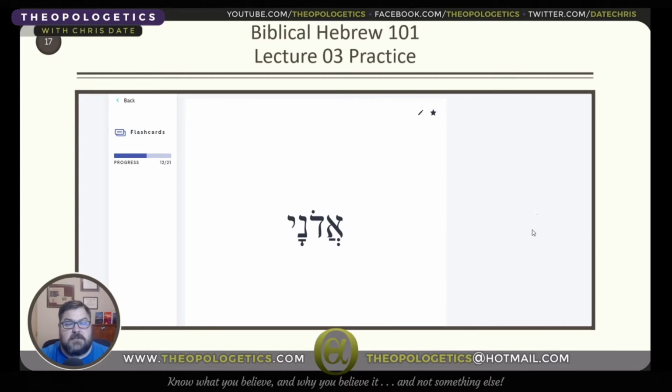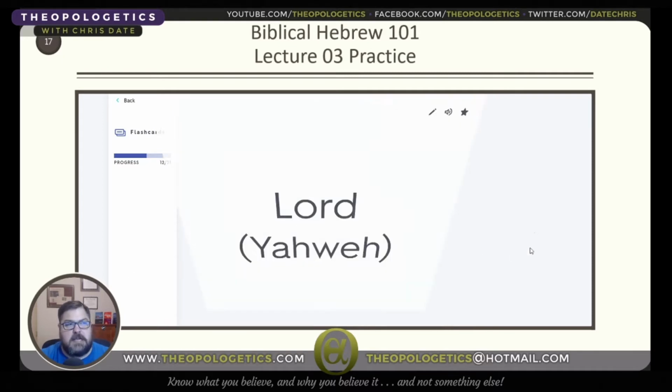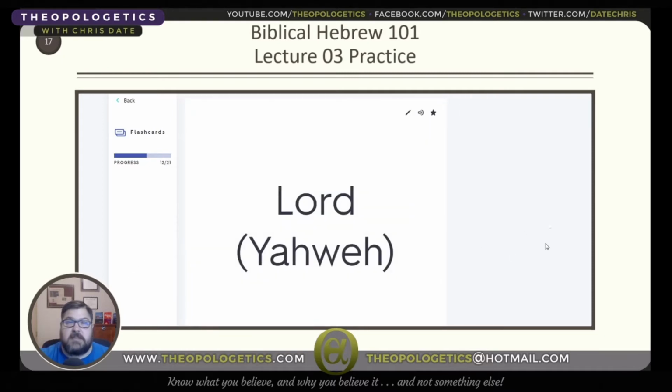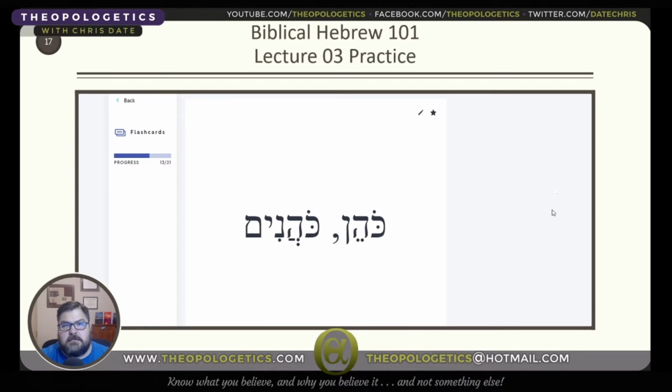Adonai. So this literally means my Lord, but it is the word that is often used to refer to the Lord Yahweh. Kohen, the plural is kohanim. This means priest. I've said this before, if you see somebody whose last name is Cohen, that's what this is. It's literally their last name is priest.